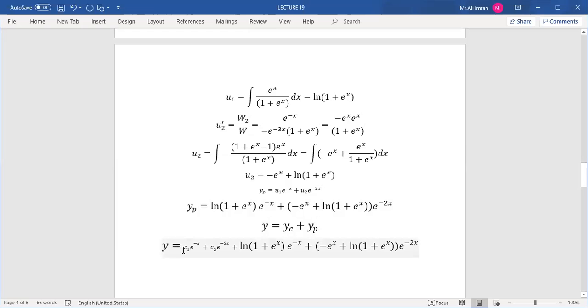And y is equal to c1 e power minus x plus c2 e power minus 2x plus natural log of 1 plus e power x into e power minus x plus minus e power x plus natural log of 1 plus e power x into e power minus 2x. This is how we get the solution of this question.